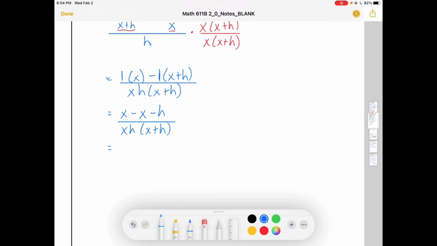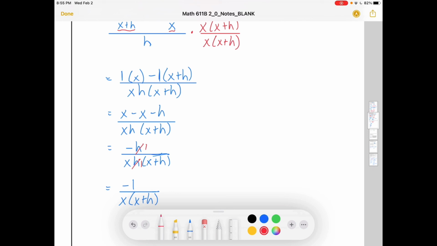So x minus x is 0. On the top, all I'm left with is negative h. On the bottom, I have xh by x plus h. This is the point where true cancellation can happen, or division. All it is is division. H divided by h gives you 1. It doesn't give you 0. And that negative is going to stay. So we're going to be left with negative 1 all over x by x plus h, which you could multiply out, but there's no point.